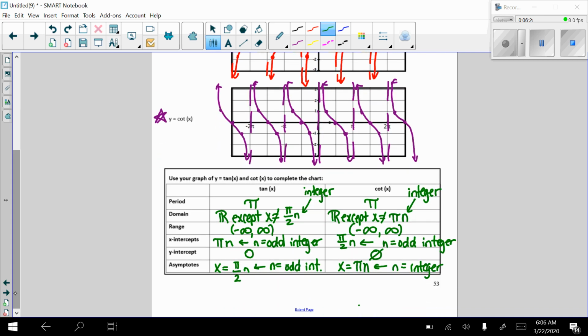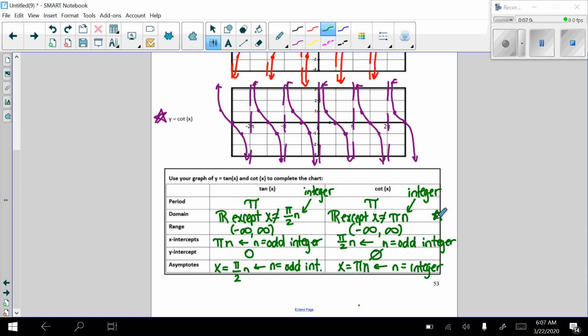So take a look at this chart. This explains it all. So the period for both of them is pi. The domain for both of them is all real numbers, except when you're dealing with the graph of tangent, x cannot be pi over 2 times any integer. For cotangent, x cannot be pi times n, where n is any integer. That's where you get your asymptotes. Okay, so that's what we're looking at here. For each of them, the range is negative infinity to infinity.